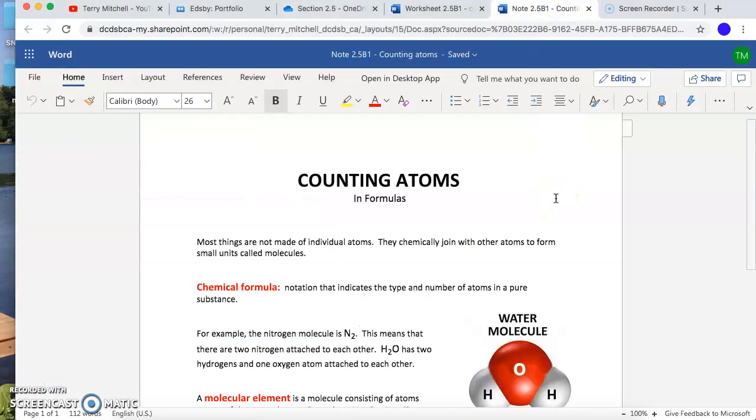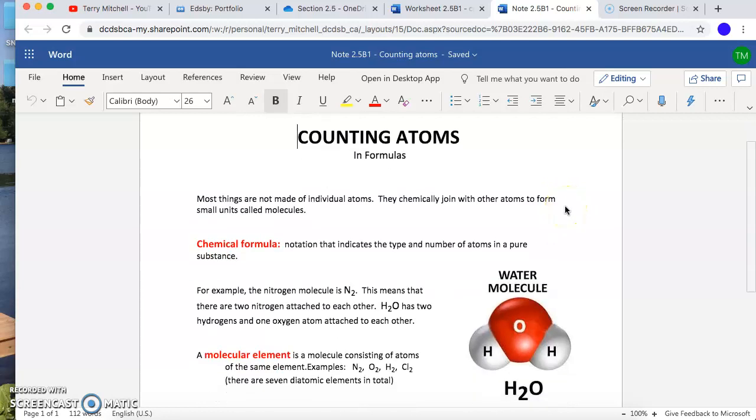Hi everyone, today we're going to be looking at how we count atoms in formulas. Most things are not made up of individual atoms. In fact, an atom is so small that on the tip of a needle, we would find millions to billions of them. They're very, very small. In order to make things, atoms usually join together with other atoms. When they join together, we call the things that they make molecules.